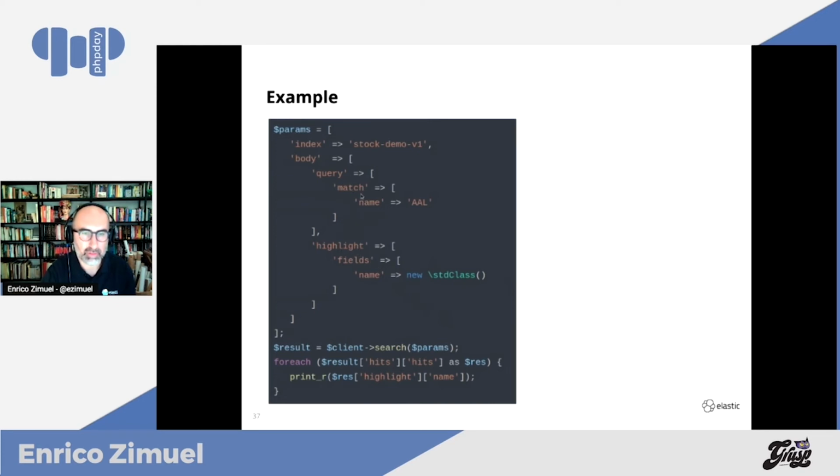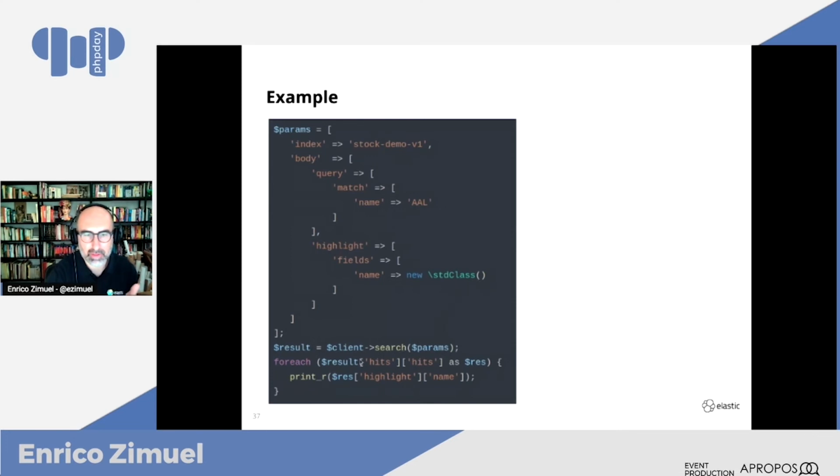So imagine that you have a simple query that matches the stock option, the example previously with the AAL, that should be American Airlines or something like this. You want to aggregate this, and you want to have the information back using the highlight. You just need to specify the highlight, and the name here is the name of the fields, using an empty object. And as I mentioned, in PHP, in order to create an empty object in JSON, you instantiate an empty standard class object. So you can perform a search.